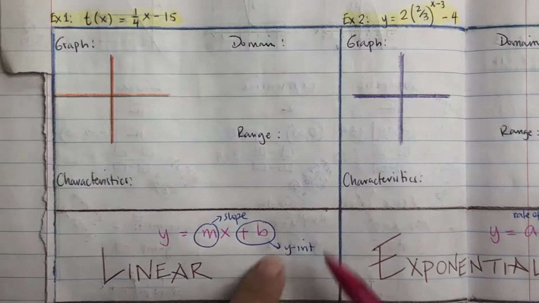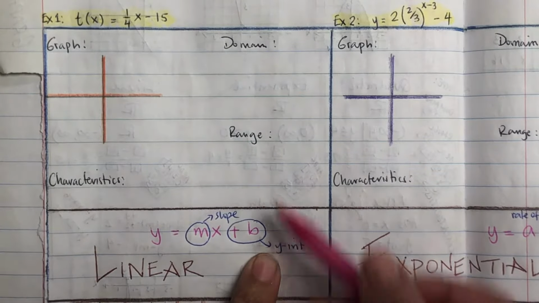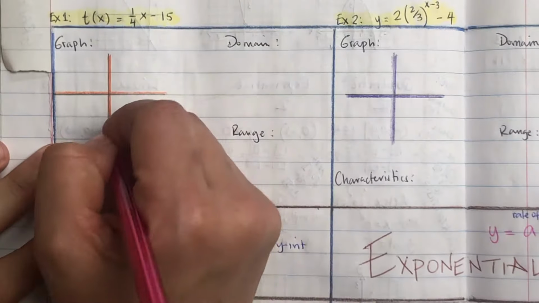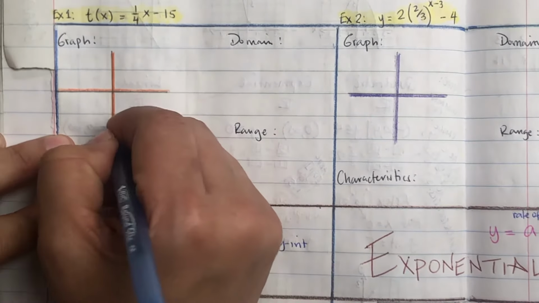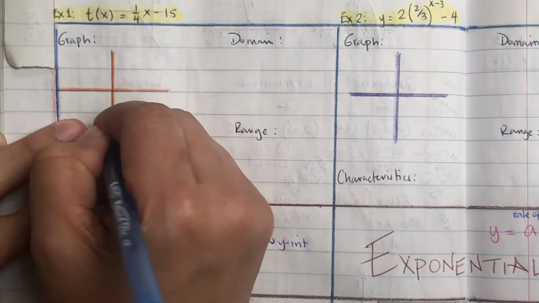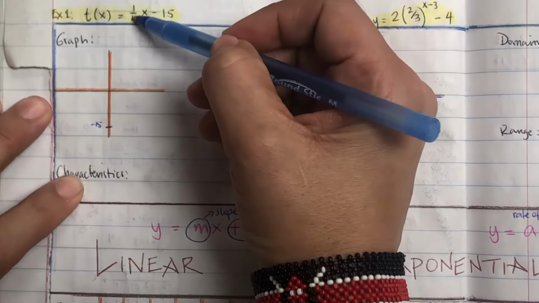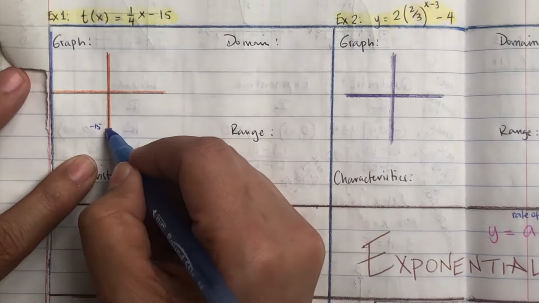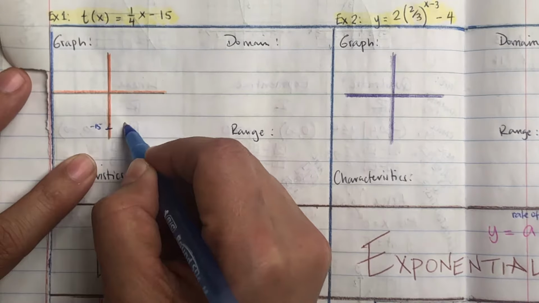You'll remember you start with the y-intercept, which is negative 15. So we're going to assume negative 15 is right here. Just going to label it negative 15. And then you're going to rise 1 and run 4. So rise 1 and run 4, so somewhere over there.